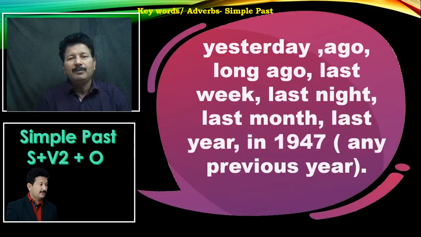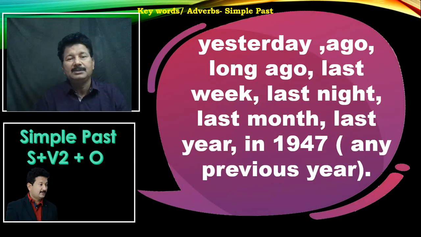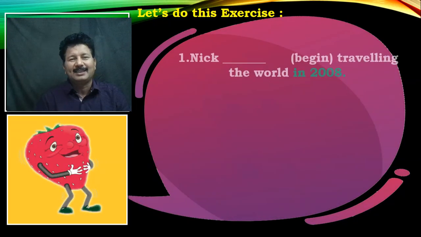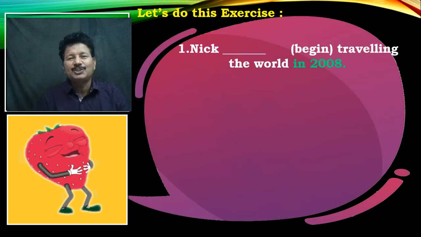Right. Now, these are the key indicators to identify whether the sentence is past tense or not. So the basic key indicators are yesterday, ago, long ago, last week, last night, last month, last year, or any previous year. Right? Now let's check. Nick dash traveling in the world in 2008. So the verb here is begin, and the indicator is the adverbial phrase in 2008. So we can say Nick began, right?